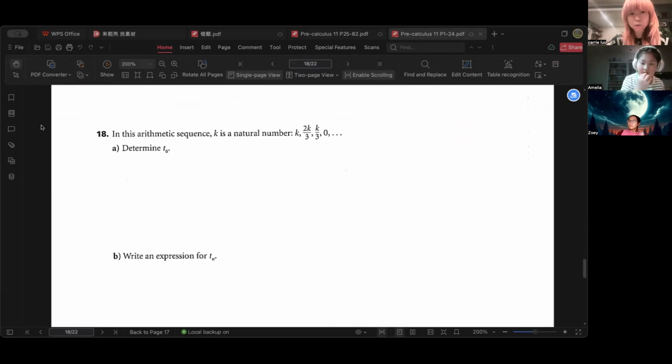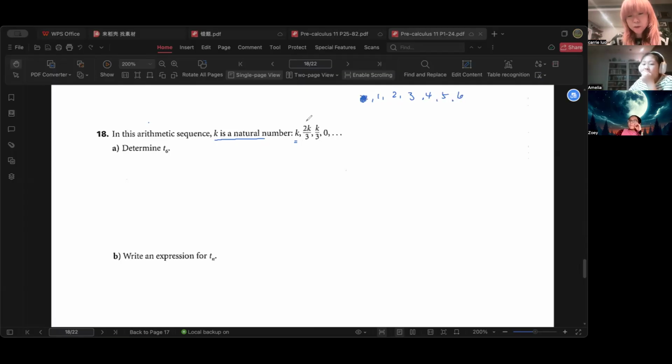So I'm going to quickly go through this question because this one's a little bit hard. In this arithmetic sequence, k is a natural number. Okay, so it means k is not a fraction. So what is a natural number? 1, 2, 3, 4, 5, 6, 7. Yes, no 0. Okay. So k is a natural number.